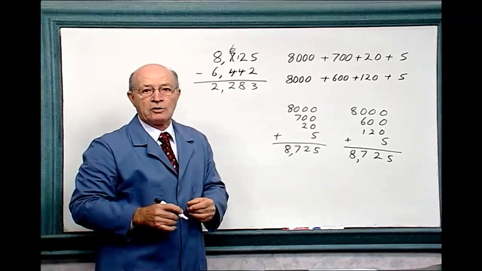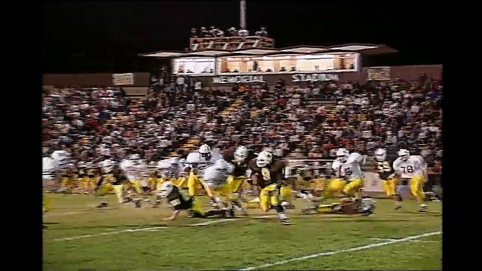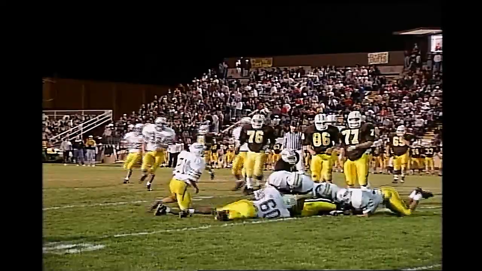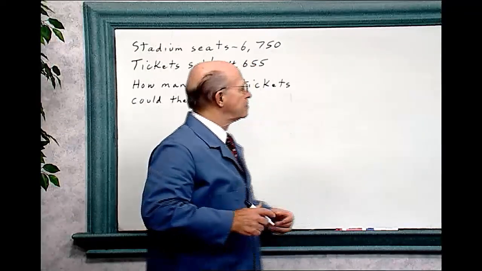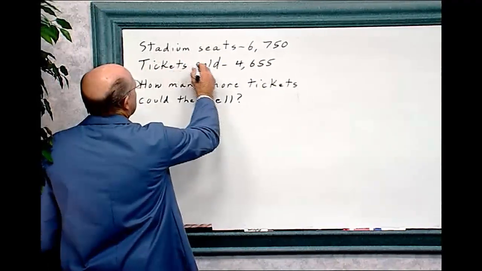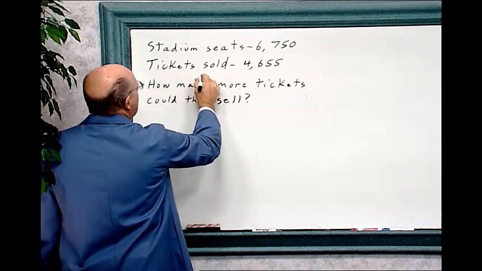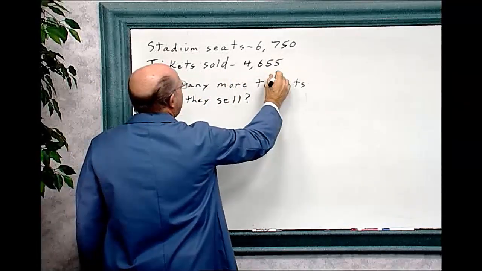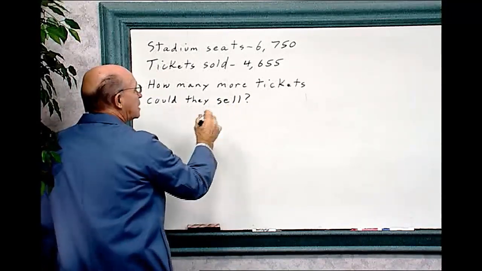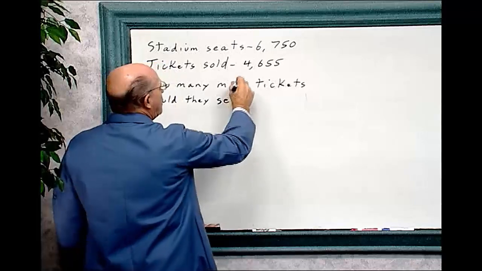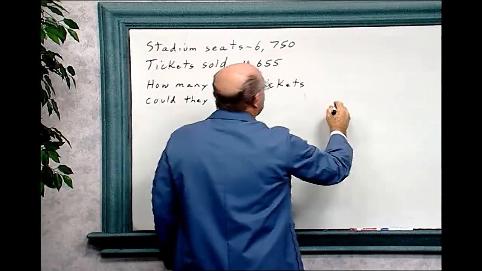So let's look at this on location scene. This stadium seats 6,750 and they sold 4,655 tickets. How many more tickets could they sell? Let's solve the problem. The stadium seats 6,750. The tickets sold were 4,655. The question is, how many more tickets could they sell? So we have to deduct 4,655 from 6,750.